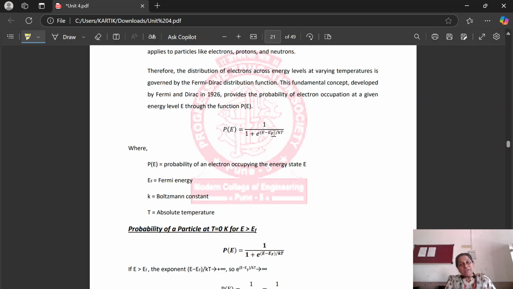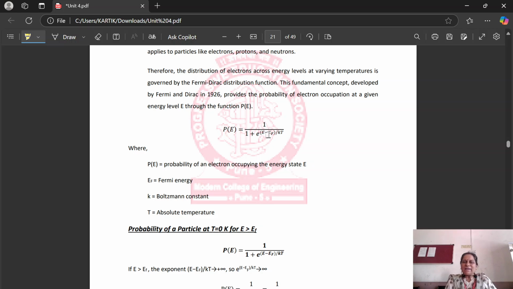EF is the Fermi energy of that particular material divided by K, where K is the Boltzmann constant and T is the temperature at which you try to measure the probability. So PE depends on the Fermi energy and also on the temperature at which you try to measure the probability of finding the particle. Fermi energy is extremely important when you try to find out the probability of finding the particle.